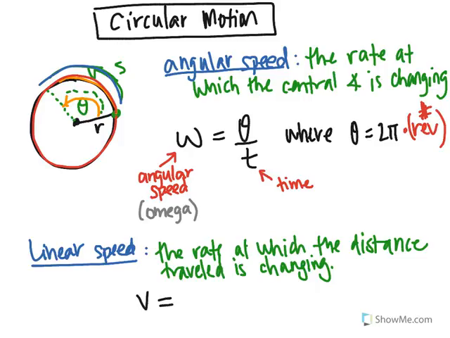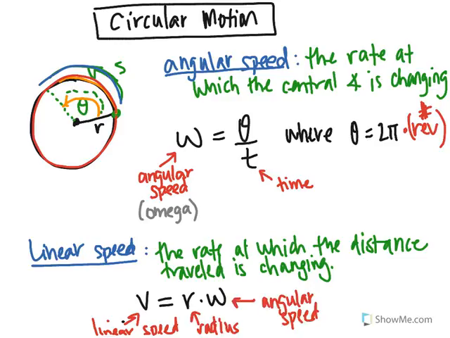The linear speed, also known as the velocity, is equal to the radius of the circle. It could be a bike tire, it could be a fan, one of the blades on the fan. So it's the radius times that angular speed. Remember, the angular speed was omega. So if you want to find that linear speed, you just take the radius of the circle times its angular speed, how fast that angle is changing.